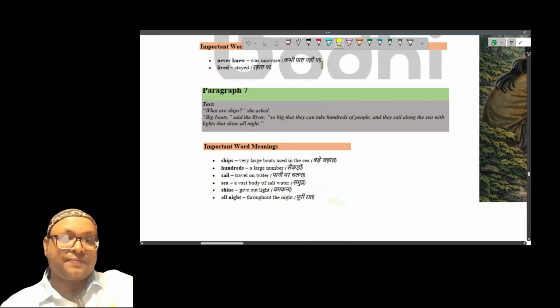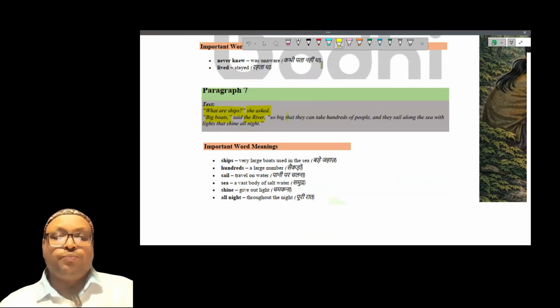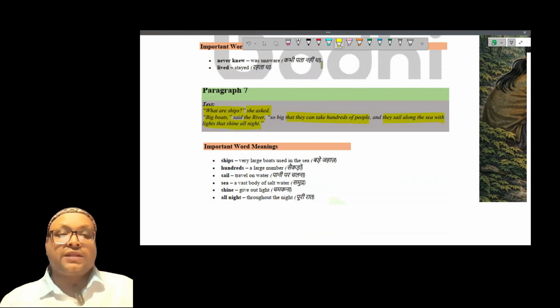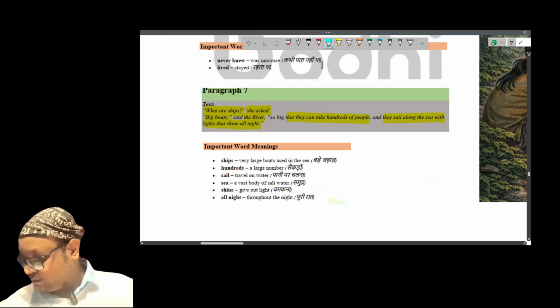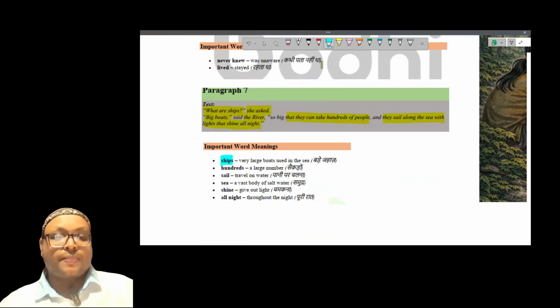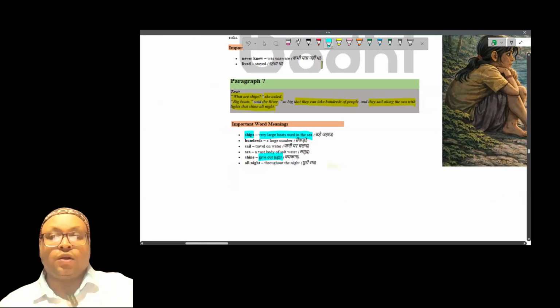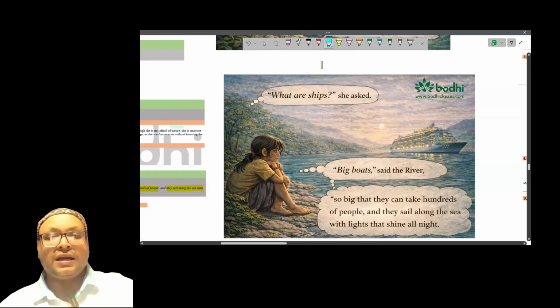Look at paragraph 7. What are ships? she asked. Big boats, said the river. Big boats could be called ships. Just the way the river said, big that can take hundreds of people. They sail along the sea with lights that shine all night. Ships are very large boats which are used in the sea. And shine means give out light here. Anyway, we will be going through the images which could give you a better idea, right?